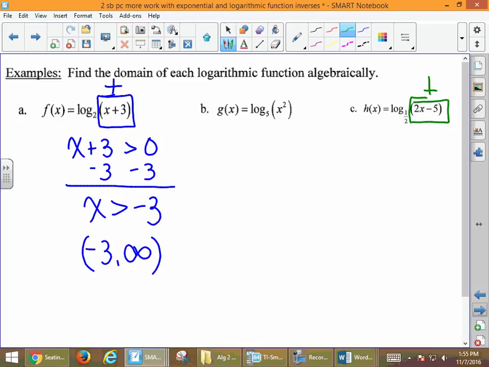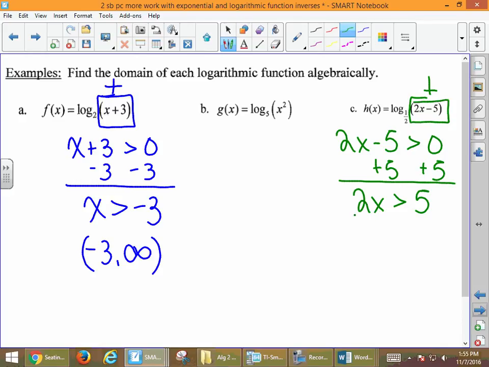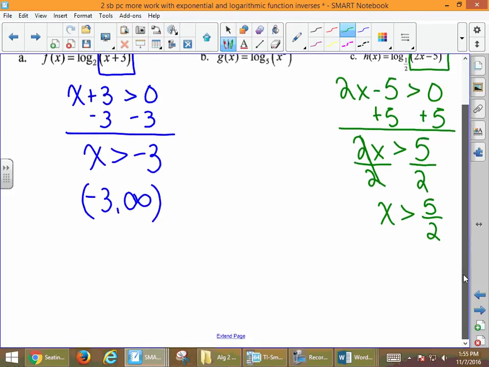It's the argument part of the function, the 2x minus 5, that has to be greater than 0. We can solve that by adding 5 to both sides. So we get 2x is greater than 5. Divide both sides by 2, and we get x is greater than 5/2. In interval notation, it would be 5/2 to infinity, parentheses. Infinity always has a parenthesis in interval notation. The 5/2 is greater than, there's no equals to, so we have a parenthesis there.